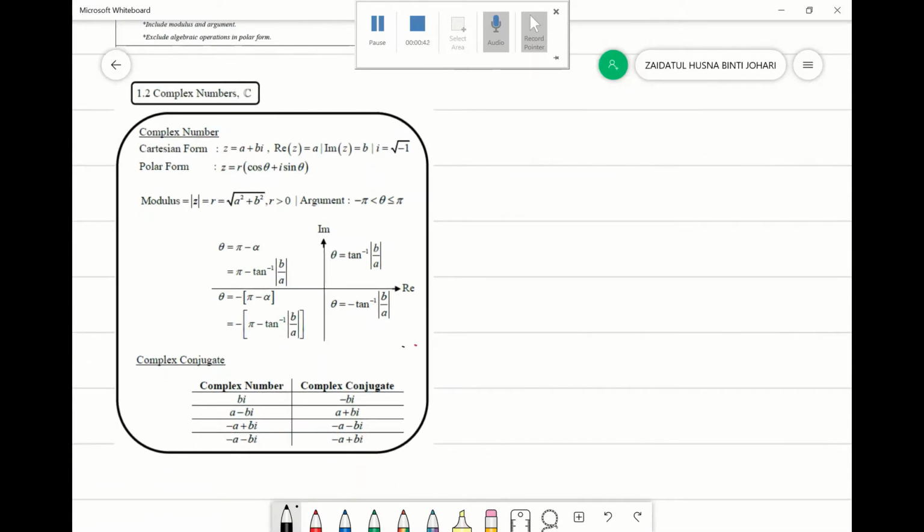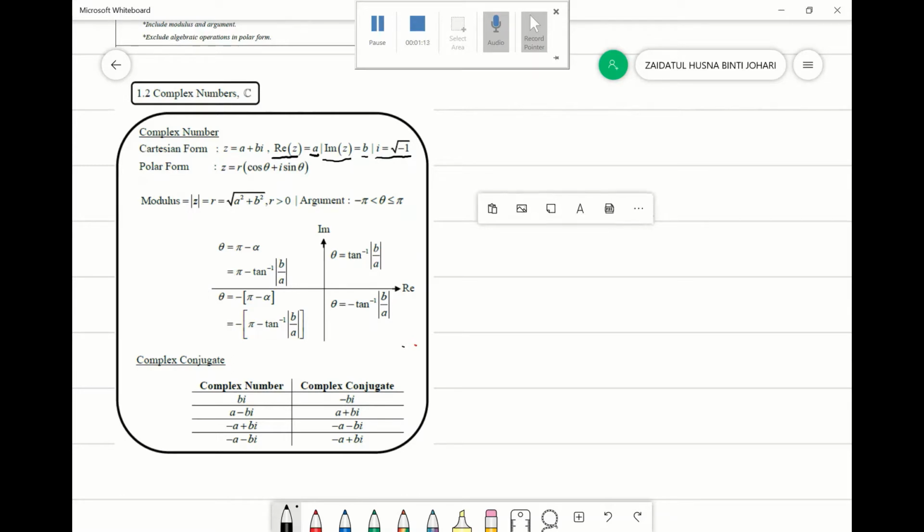according to the summary that I've given you, you can see that there are two forms of complex number. The first form is Cartesian form, whereby z is equal to a plus bi. Here, a is the real part of the complex number, b is the imaginary part of the complex number, and i is the square root of -1. Then the second form of complex number is polar form.